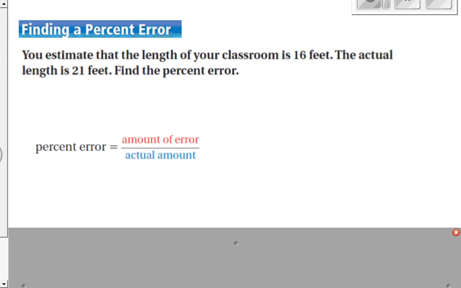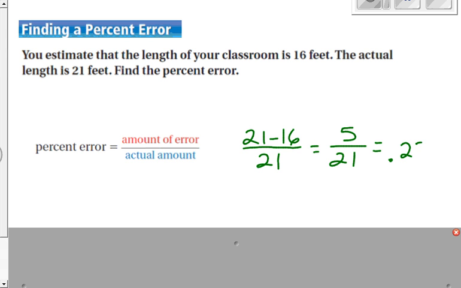So they're telling us that the percent of error is the amount of error over the actual amount. So what we have to do is figure out how off we were. We're going to do 21 minus 16 over the actual, which was 21 feet. 21 minus 16 equals 5 over 21. Divide 5 divided by 21, and we get 0.238. Now again, that's a decimal, and they want us to have a percent. So move the decimal to the right 2 times, and we get 23.8%.